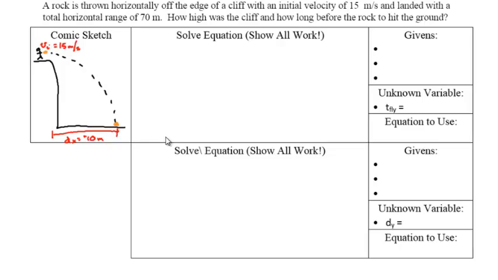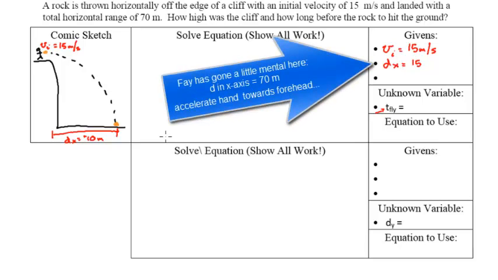Well, I'm going to go for time of flight first. So let's take what I know. I know velocity initial equals 15 meters per second. And I know distance in the x equals 70 meters. But I don't have a third.